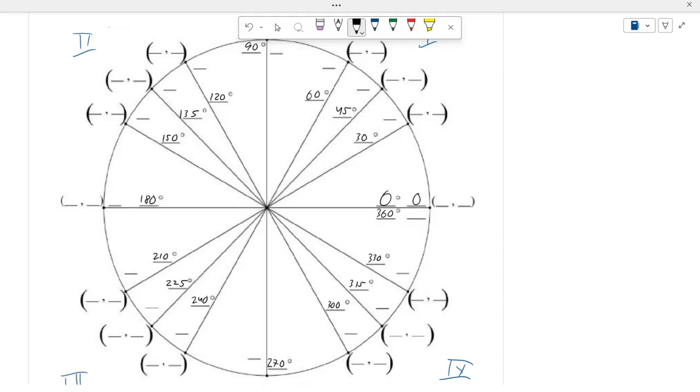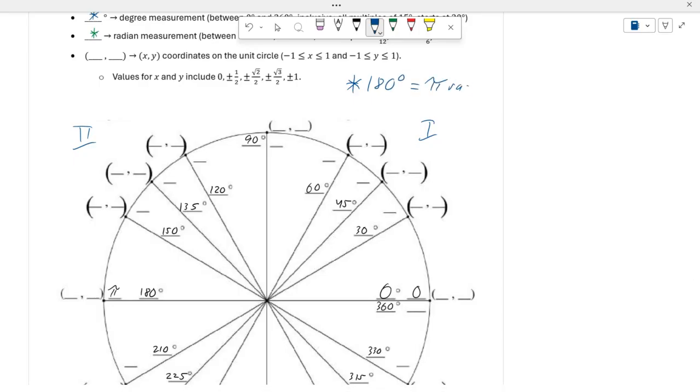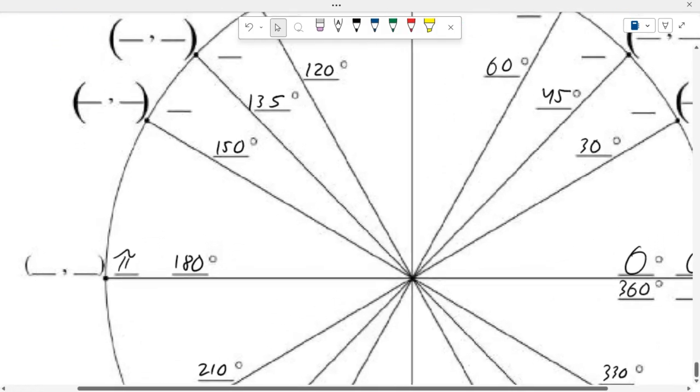The one key conversion between degrees and radians that you need to know is that pi radians is equal to 180 degrees. I'm going to put that up here. You've got to know this. 180 degrees is equal to pi radians. That's the one conversion you really have to know, because all of the other conversions are based off of that. 180 degrees is approximately 3.14 radians, but it's exactly pi radians. So I filled that in.